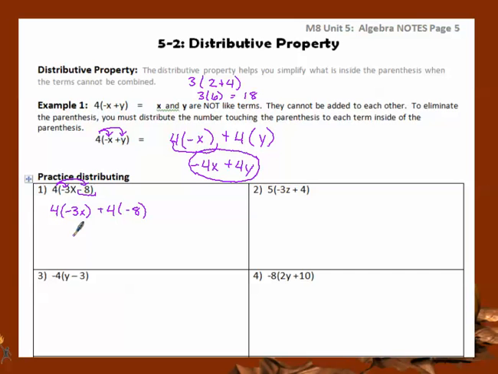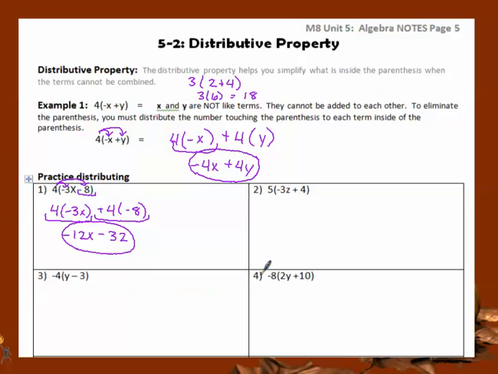4 times negative 3x gives me negative 12x. Remember, you just multiply the numbers and the letter just rides. And then I have 4 times negative 8. Now I'm not going to put that plus sign there yet because it's a positive 4 times negative 8, and I need to figure out what the sign is for this over here. So just like when we did combining like terms, if it helps you to bracket it off, do that. When I do that, I get negative 32. And those are not like terms, so I can't combine, so I get my final answer there.